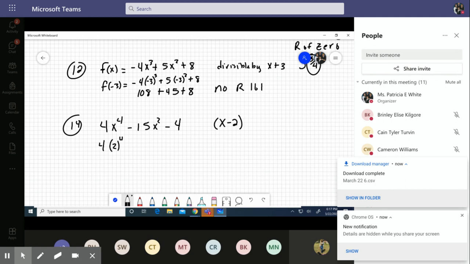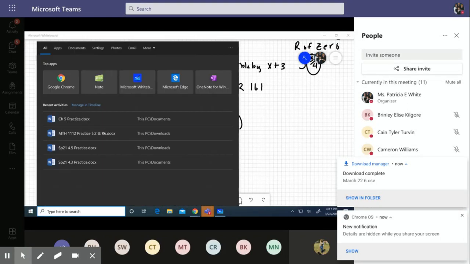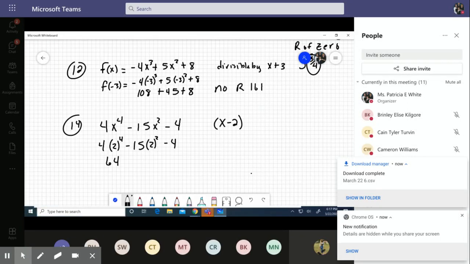Four times 2 to the 4th minus 15 times 2 squared minus 4. So we have 4 times 16 is 64. Whoops. 15 times 4, 60. I believe that is a 0. So my answer is yes, it's divisible by. Yes? Okay.